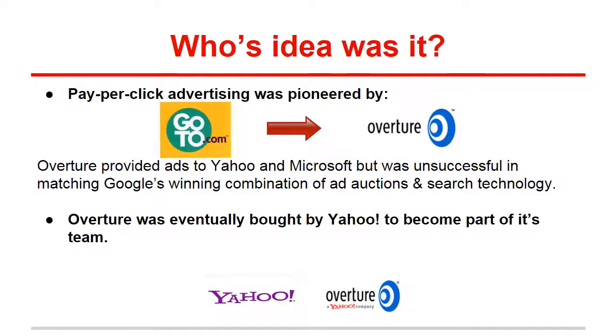Surprisingly, although highly successful, Google did not invent search advertising or the pay-per-click concept. A company called GoTo.com, which was later renamed Overture, pioneered and held several key patents on the pay-per-click ads and bidding systems. Overture provided ad services to Yahoo and Microsoft, but was unable to match Google's winning combination of ad auctions and search technology.